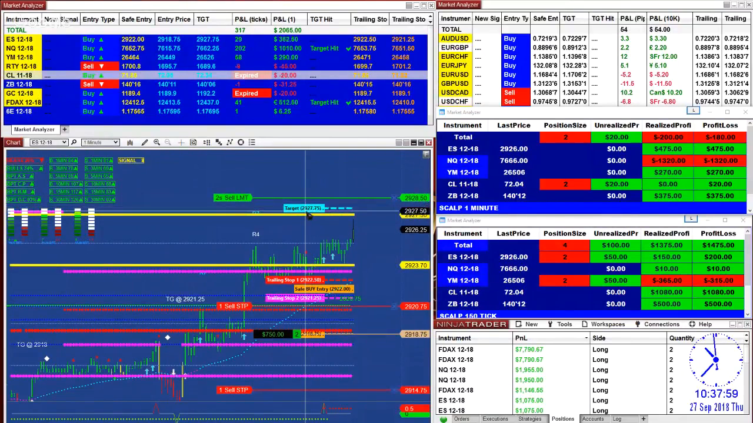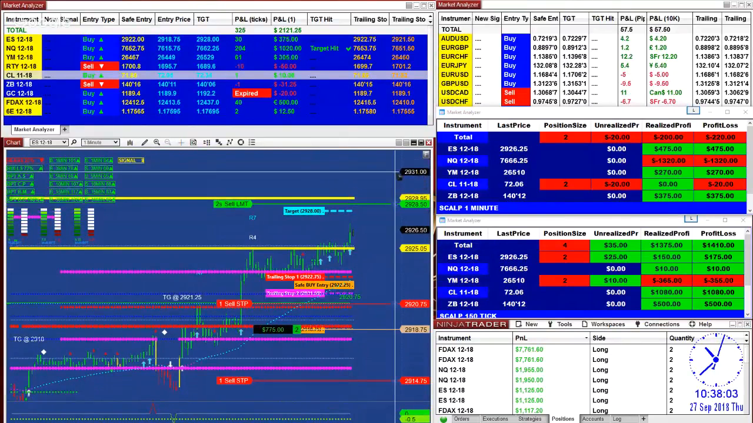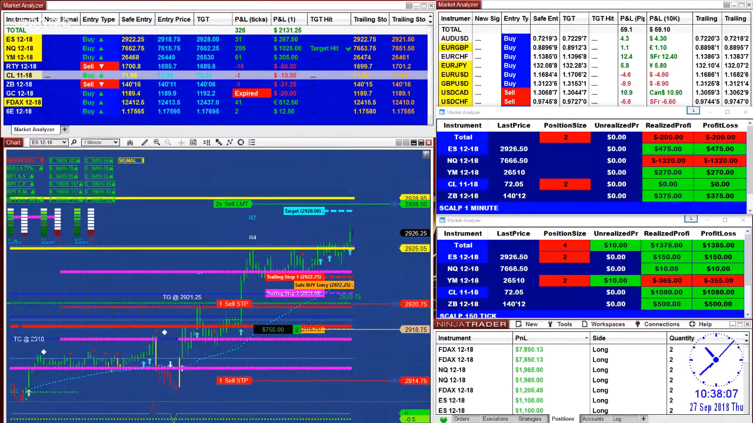Okay, guys, if you are on an ES trade, get out of that trade. It's finished. Anything else we have? I'm trying to find something to chew on. Nothing.